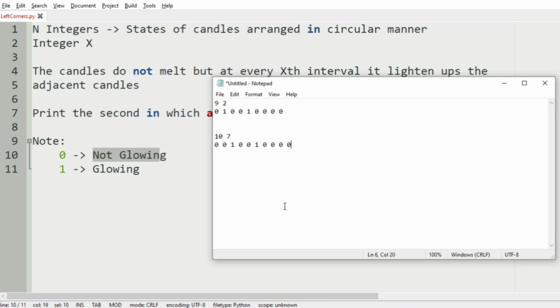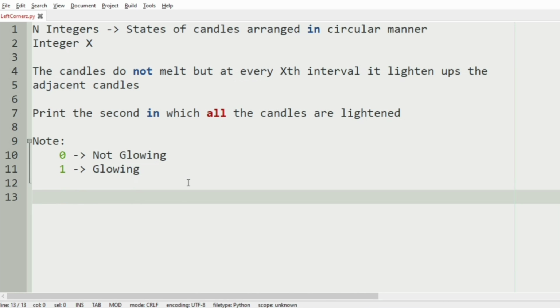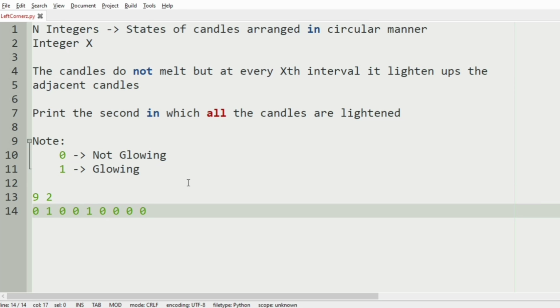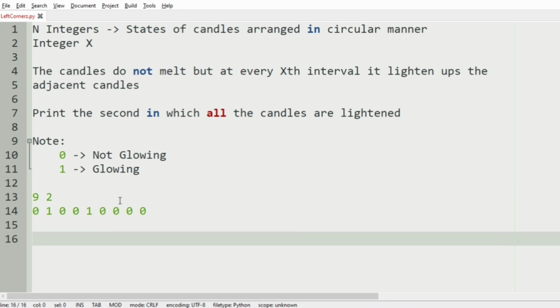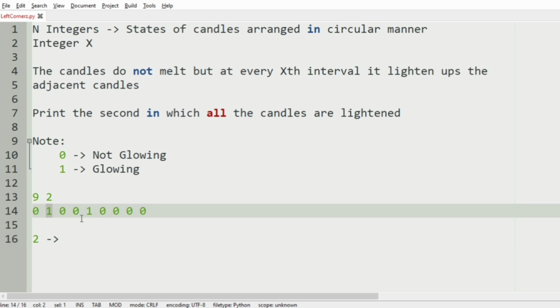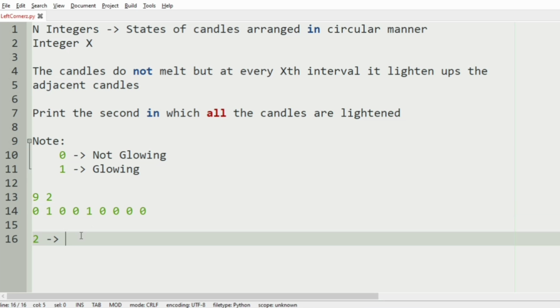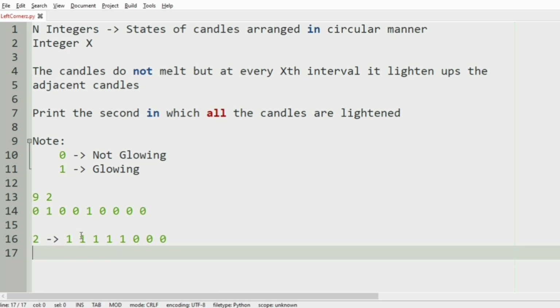So we'll take our first test case. In this test case we have 9 candles and the interval is 2. For the first interval, this candle will light up the adjacent candles. So this candle will light up this, and this candle will light up the adjacent candles, that is this and this. So 1 1 1, and again we have 1 1 1 and the remaining 3 zeros.